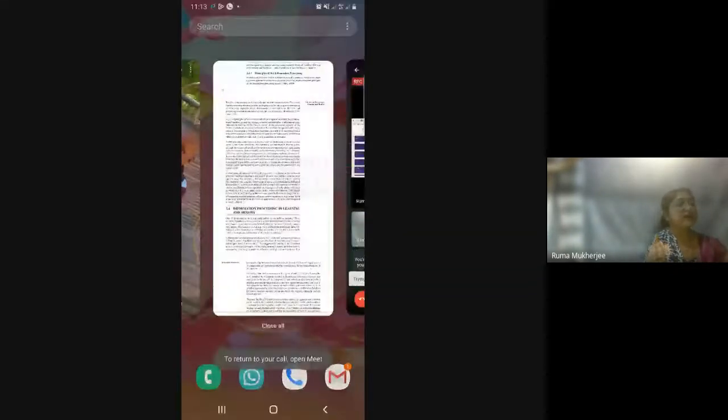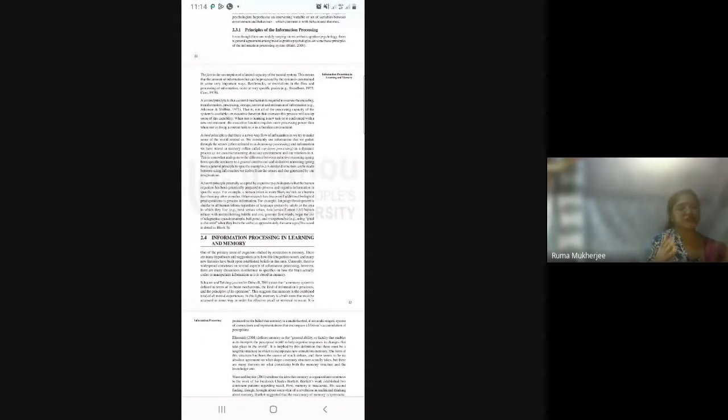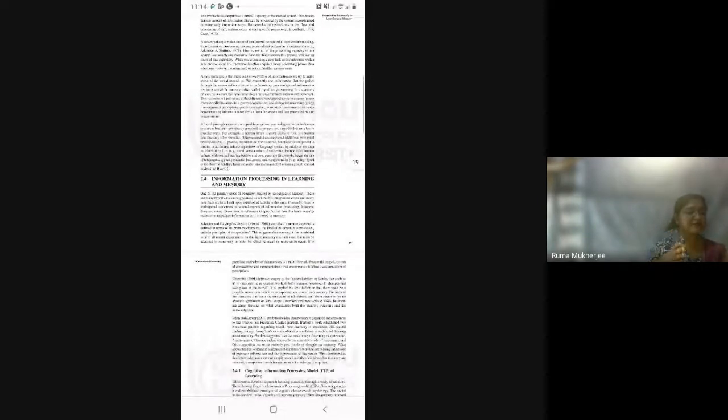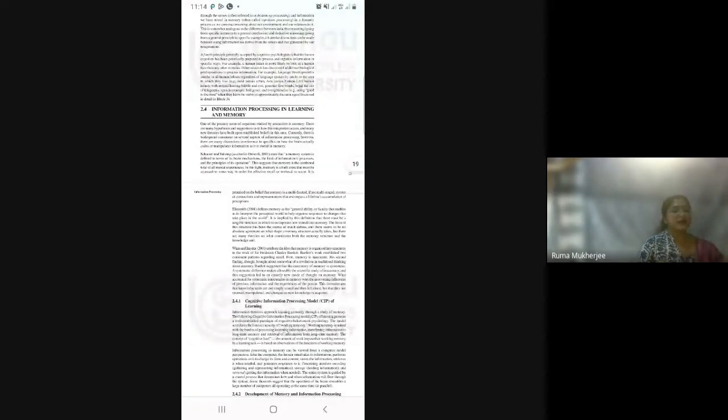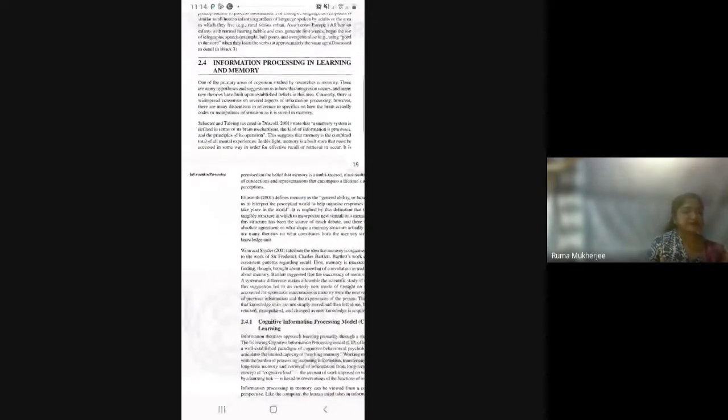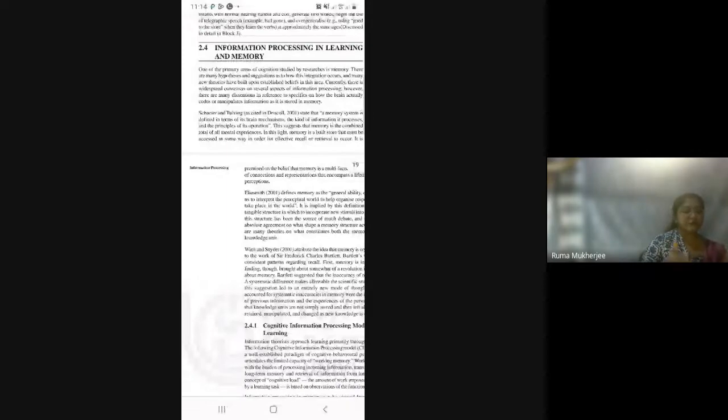Then after that, another important point is information processing in learning and memory, where I will start with the primary areas of cognition studied by research in memory. Here we will first go through Schacter and Tulving in 2001. They stated that a memory system is defined in terms of its brain mechanisms, the kind of information it processes, and the principles of its operation. So they suggested that memory is combined with all the mental experiences that we are gathering from the environment. And in this light, they focused on memory, how we actually recall anything, or retrieval processes, storage, etc.